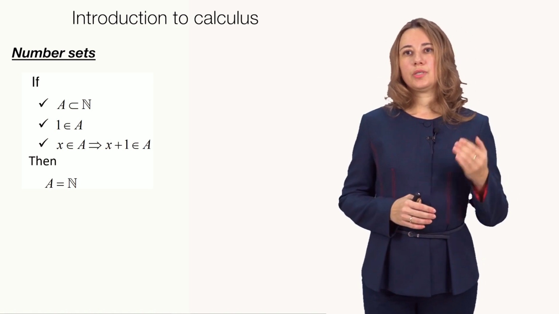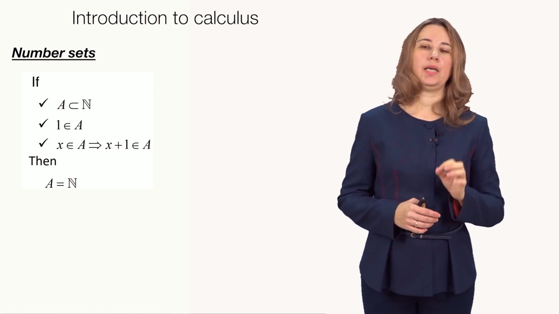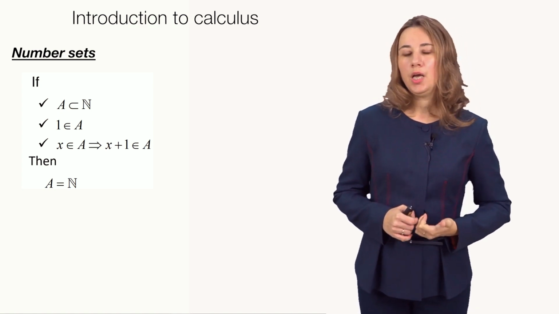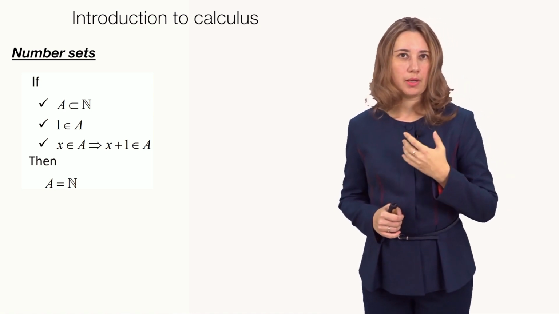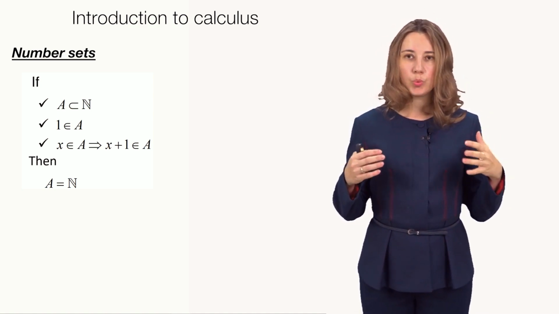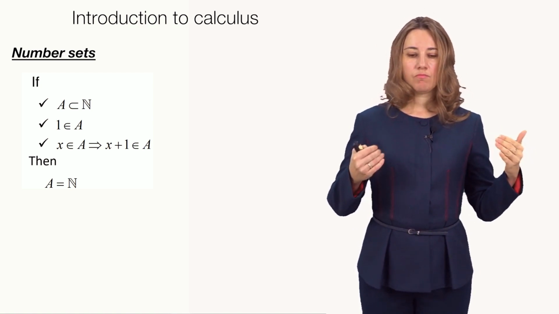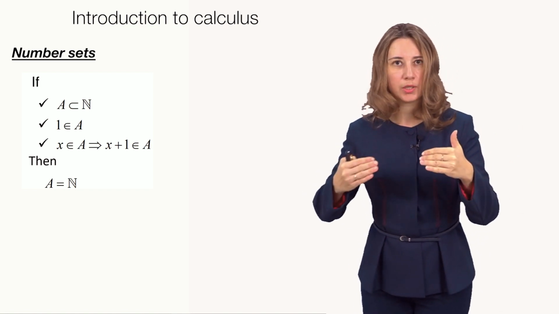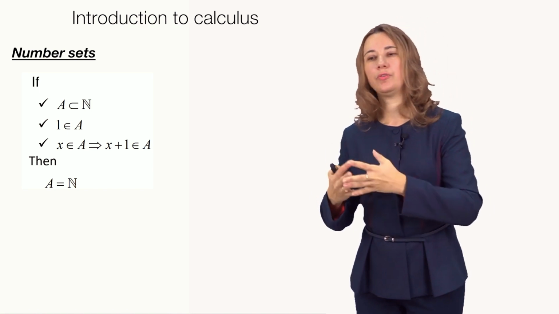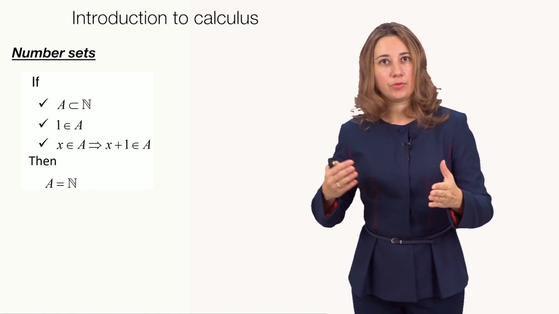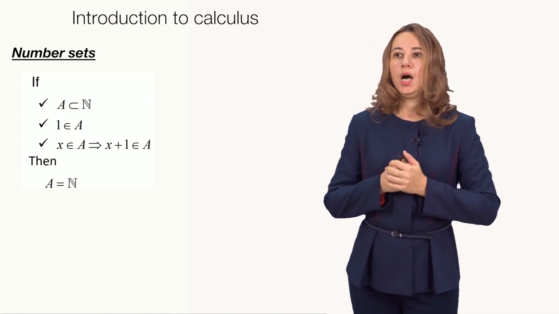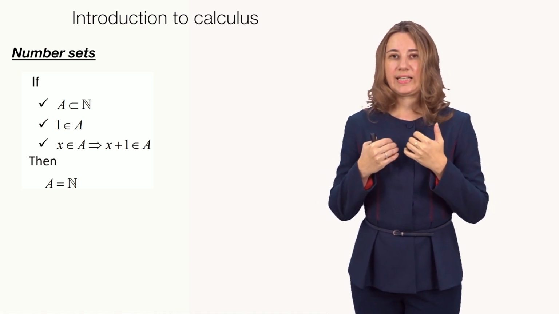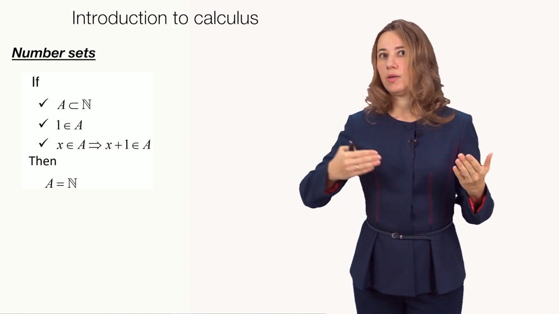Indeed, according to the second hypothesis, 1 is an element of A. So 2 is an element of A as well, because let's take a look at the third hypothesis. The fact that 1 is an element of A implies that 1 plus 1, or 2, is an element of A. So 3 is an element of A, and so on. So any natural number n is an element of A because it can be obtained from 1 by adding 1 n times.